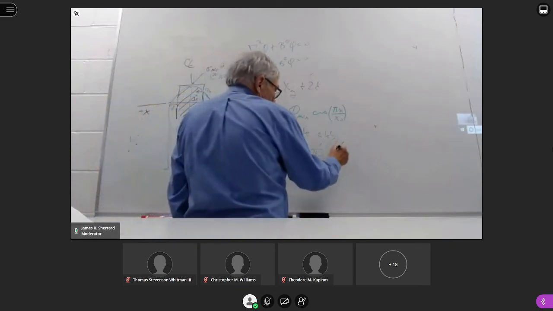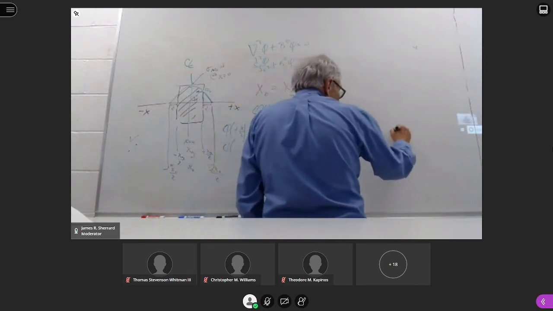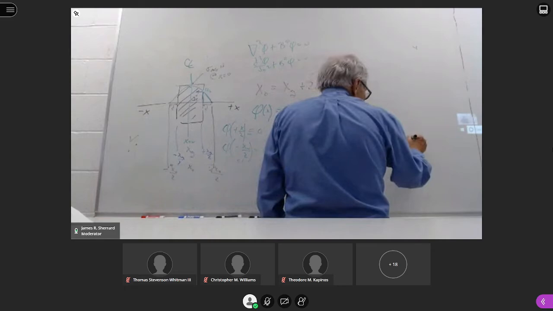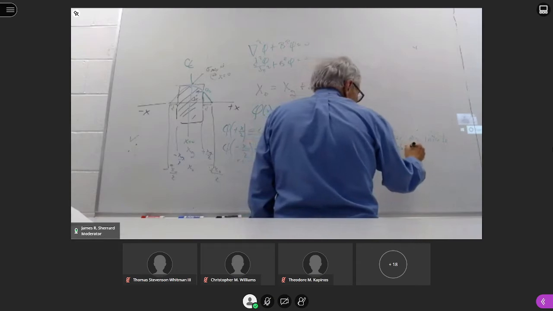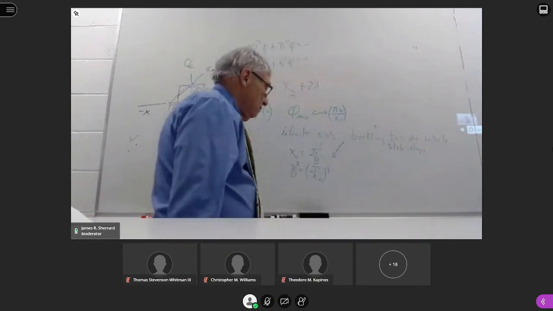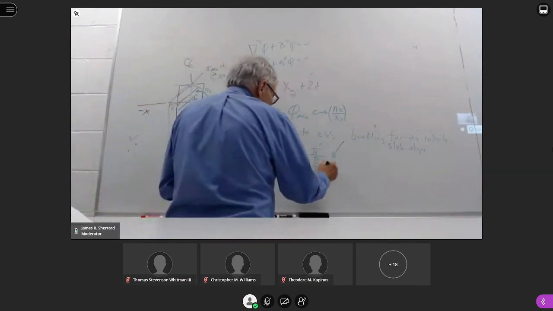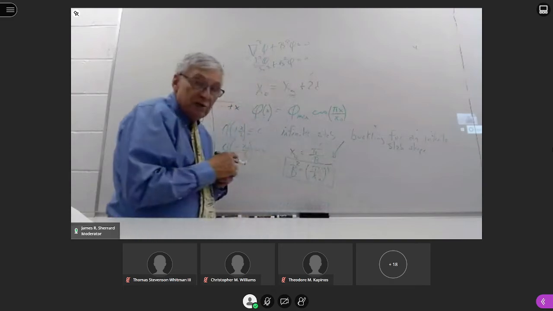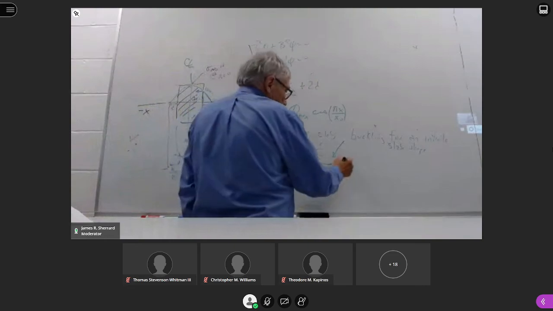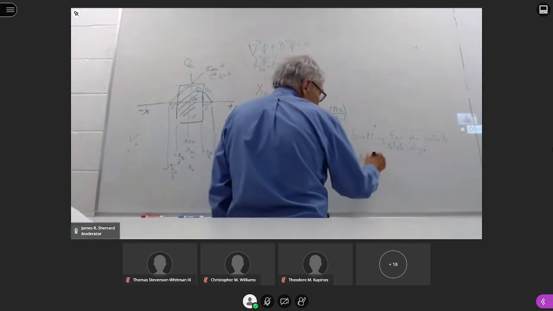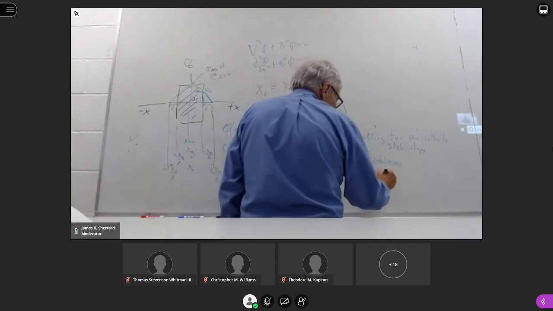And what we have just developed is the buckling for an infinite slab shape. So wherever you have an infinite slab, this is the governing buckling equation. This only addresses shape.